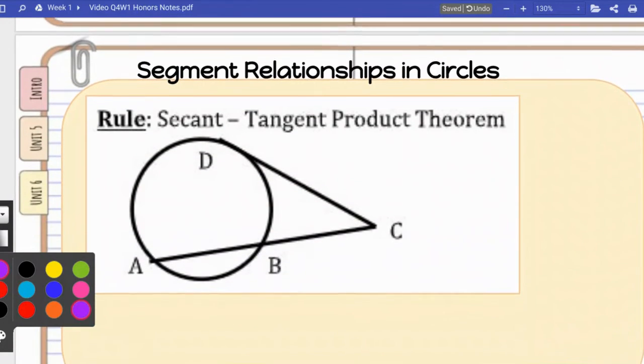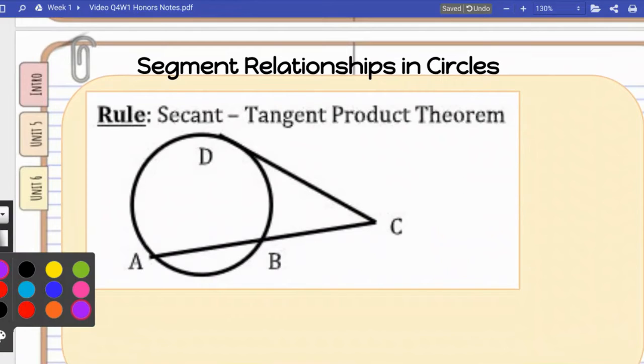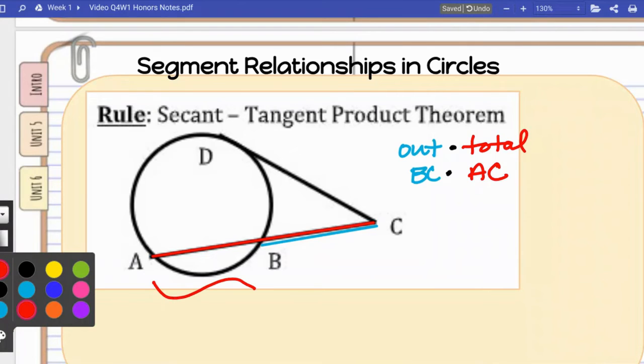The third rule is called the secant tangent product theorem. The reason is because I still have a secant line, and this secant line still follows the original rule, which is we take the outside of the secant line and we multiply that by the total secant, which in our case will be A to C, the total.